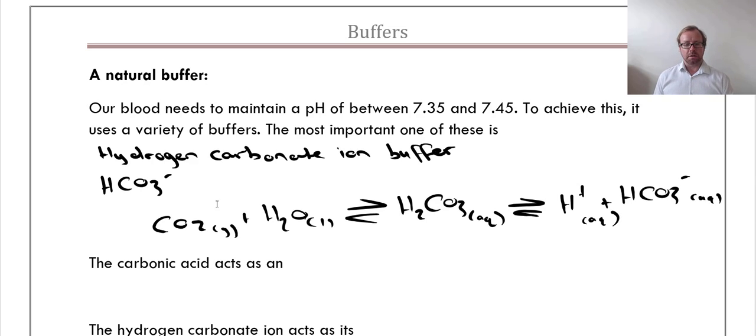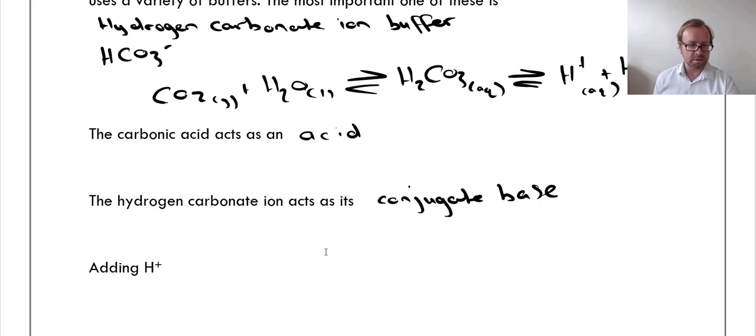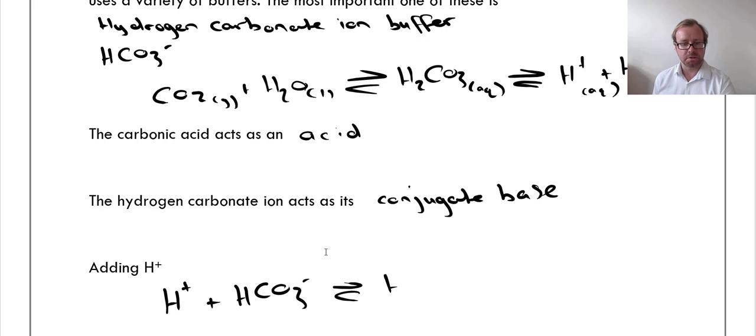Okay, so in the middle here is my carbonic acid, H2CO3, and the carbonic acid acts, unsurprisingly, as an acid. My hydrogen carbonate ion, which is over here, acts as its conjugate base. So I'm assuming you can figure out what happens if we add H+. Adding H+, it will react with our conjugate base here to produce more of the carbonic acid.